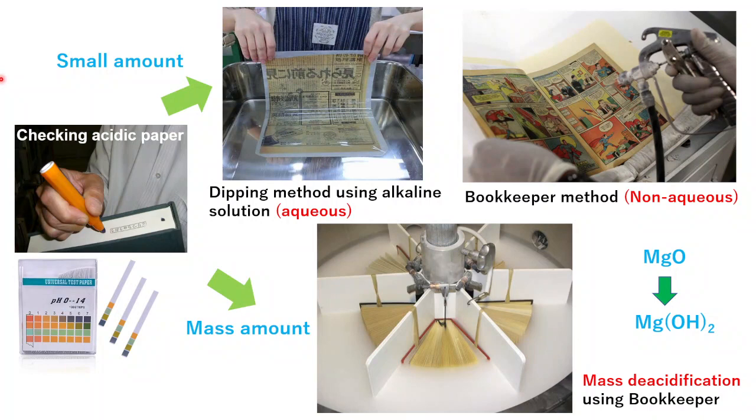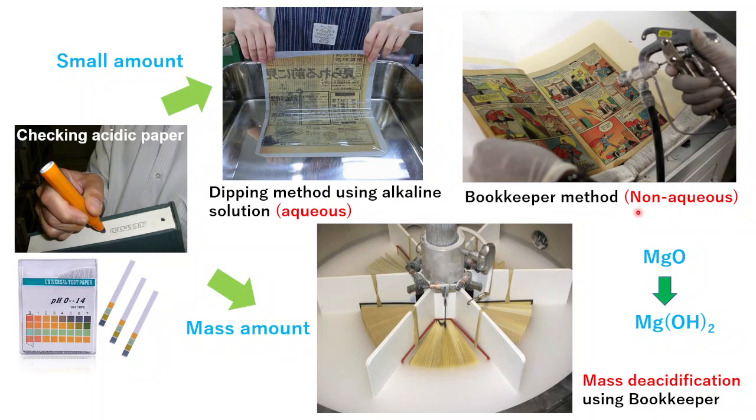On the other hand, non-aqueous deacidification is a method that does not include any water and reacts in the form of a solution or gas containing organic solvents. So the bound books can be processed without disassembling, and papers vulnerable to water can be treated.